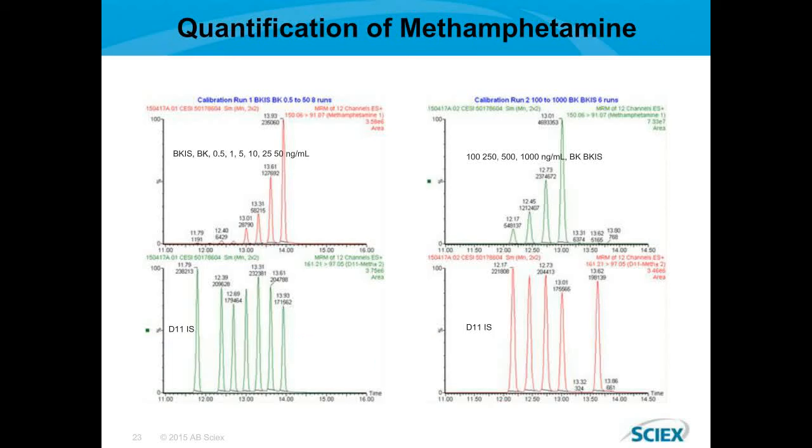Here's an example of spikes done in urine for the quantification of methamphetamine. The slide shows 2 runs, an 8-sample on the left and a 6-sample on the right, for single 10-point calibrations for methamphetamine. In each pane, the methamphetamine is on the top and the corresponding internal standard, which in this case was a D11 deuterated internal standard for methamphetamine, is on the bottom. So the calibration is done by doing a peak area ratio of the area of the methamphetamine on the top to the internal standard on the bottom.